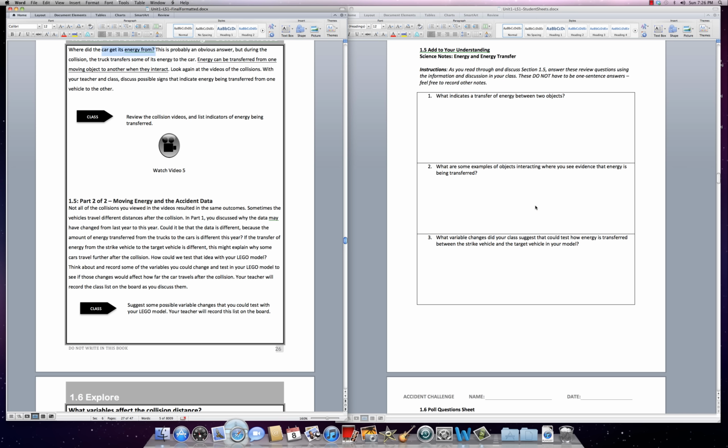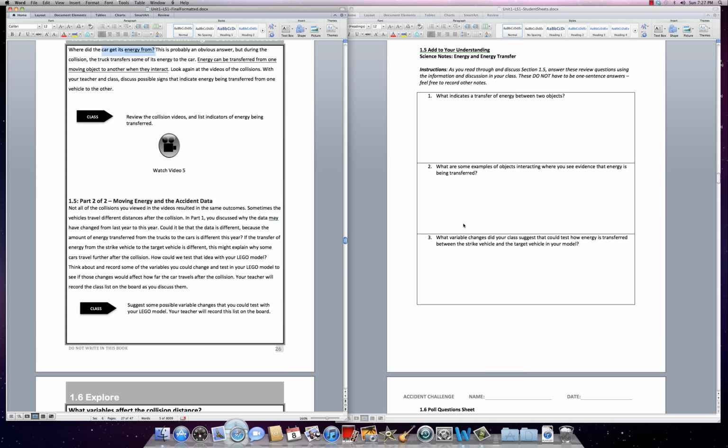Question 2, what are some examples of objects interacting where you see evidence that energy is being transferred? Again, this evidence would be a change in motion. And so obviously an easy example for the students might be after the collision videos, they're going to say truck to car, but you might also give them an idea of kicking a soccer ball, a bat to a baseball. So just some other common ideas that might show differences, changes in motion, something that would cause a change in motion. That would be an example of evidence that energy is being transferred.